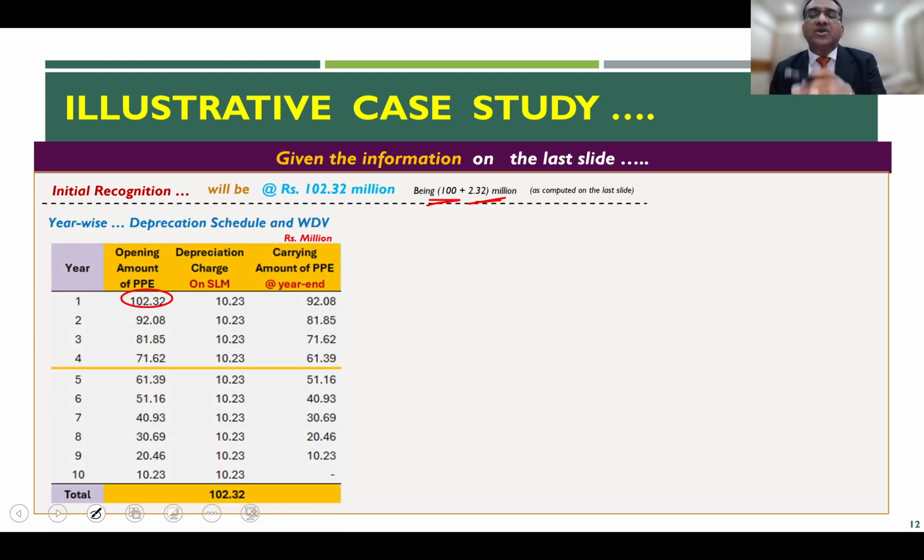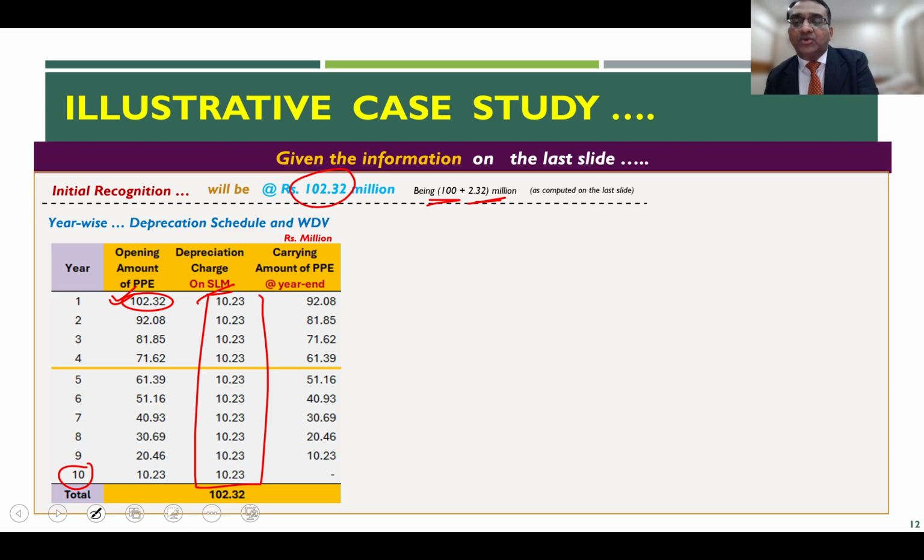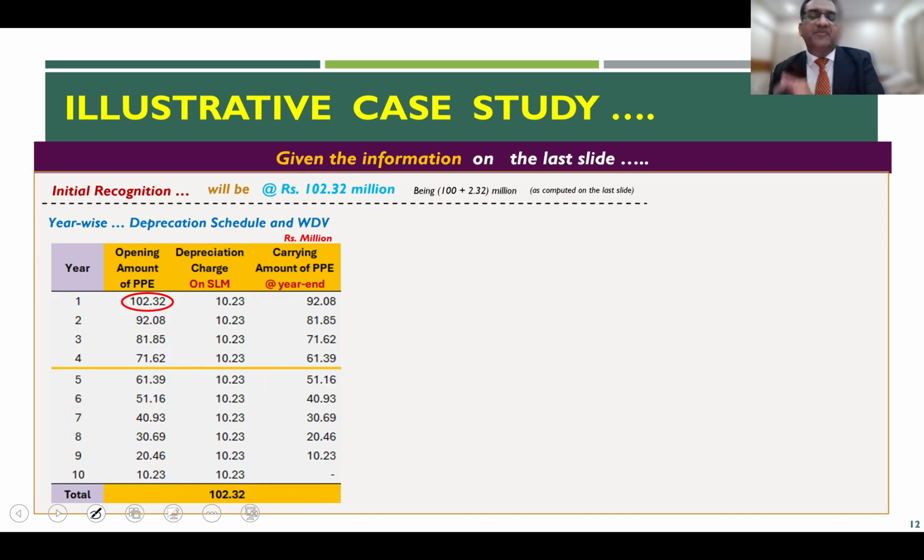And therefore, your depreciation schedule, as we have seen in the first video also, you will have PP&E recorded at 102.32. You will depreciate on an SLM basis over the 10-year period equally, 10.23. Therefore, at the end of year number 10, the asset becomes 0. This is similar to what we have seen in the previous video.